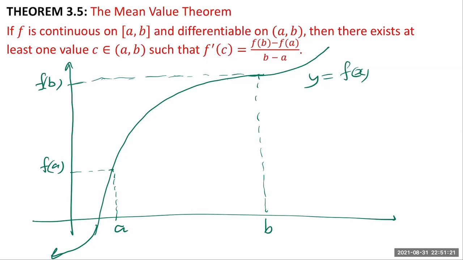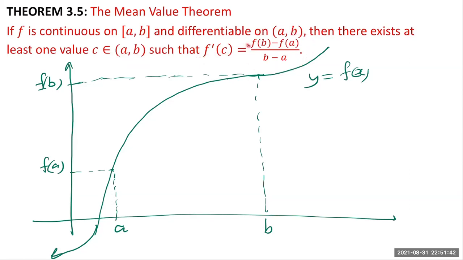Suppose that this function is continuous on the closed interval a comma b and differentiable on the open interval a comma b. Then what does the conclusion of the mean value theorem say? You should be able to find a value c in the open interval a comma b such that f prime of c is equal to this quantity.